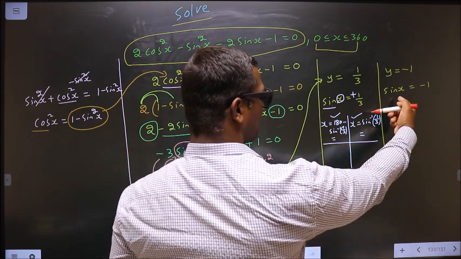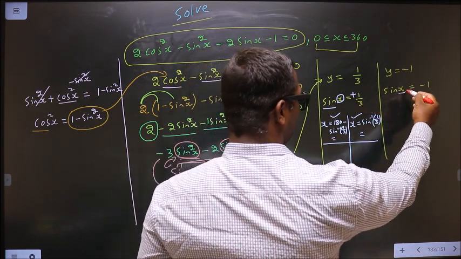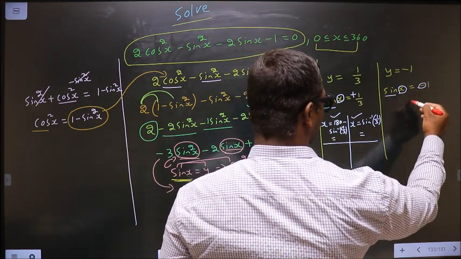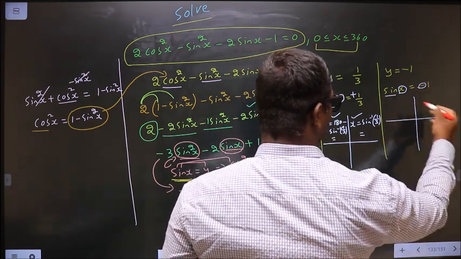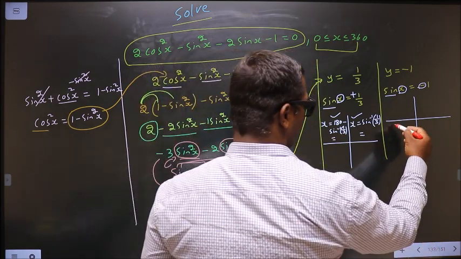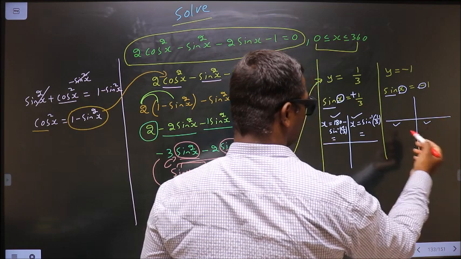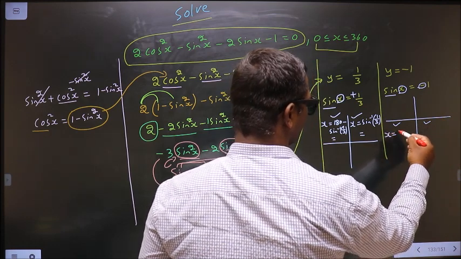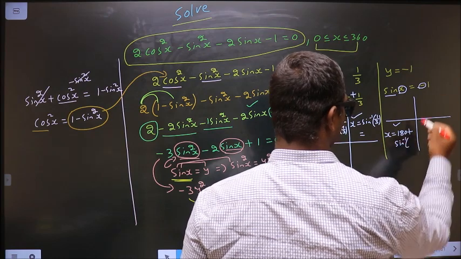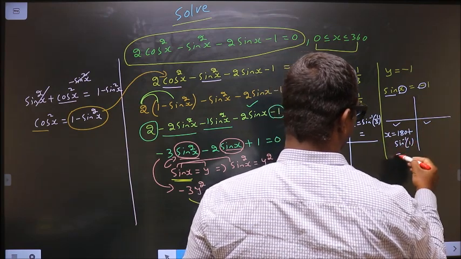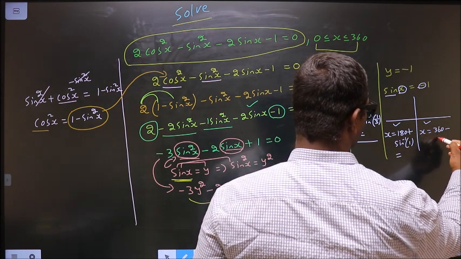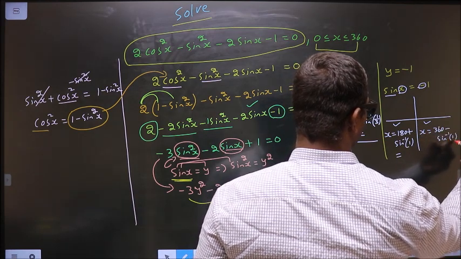Now come back to this equation, to get the values for x, here we have sin and here it is negative. So in what all quadrants is sin negative? It is negative in the third and in the fourth. To get an angle in the third, we should do 180 plus sine inverse 1. To get an angle in fourth, we should do 360 minus sine inverse 1.